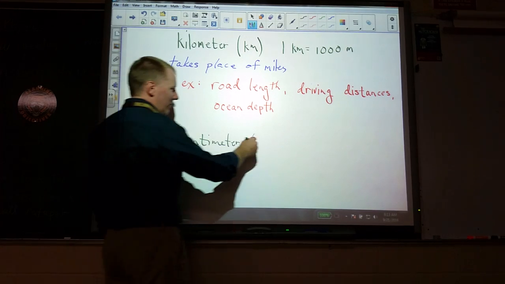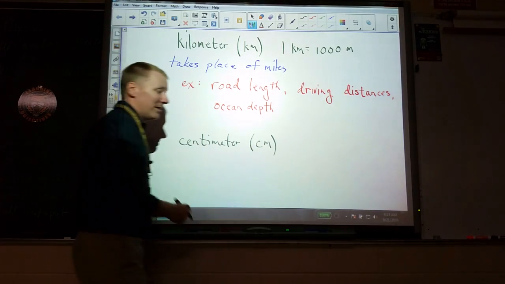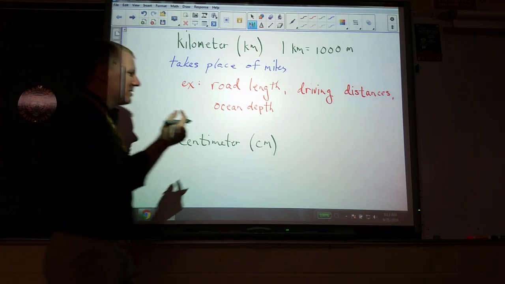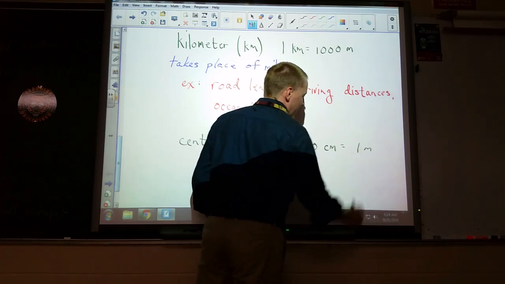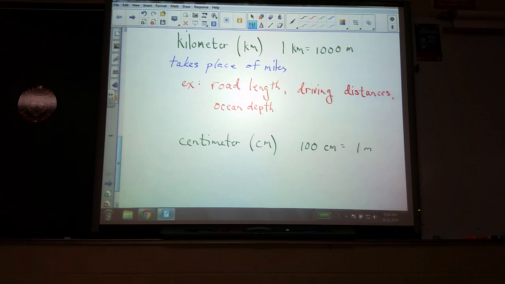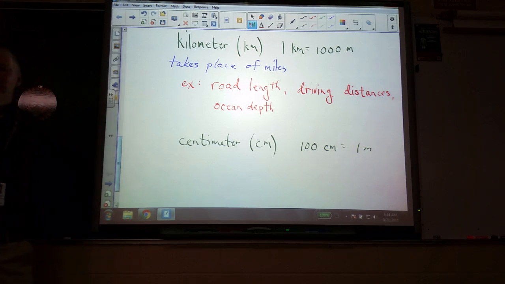So centi we abbreviate with c, and it means hundredth. So think of money when we see this. It takes 100 centimeters to equal 1 meter, just like it takes 100 cents to equal a dollar. And a century is 100 years. That's a little backwards, the way of counting, but it means the same thing, 100. And the prefix goes back to Latin. A commander of 100 men in their army was called a centurion. Same reason.